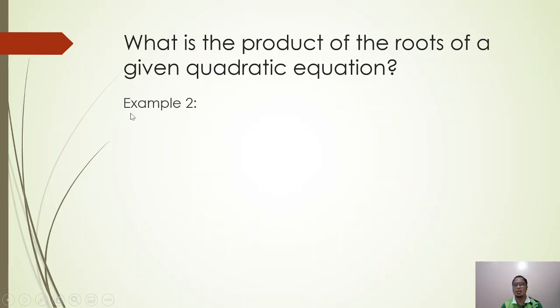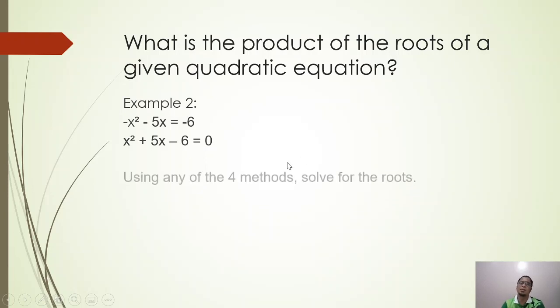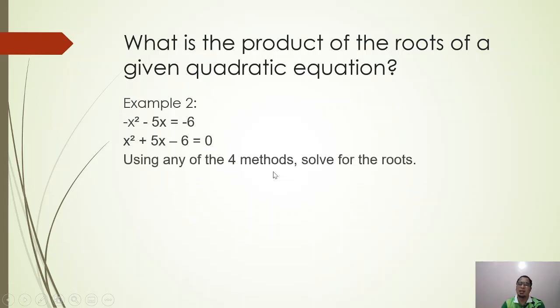I have written here example 2, but I still used the same given that we have in example 1. Negative x squared minus 5x equals negative 6. And as I have told you, we did the same thing: move it to the other side because it crosses the equal sign, so change its sign. Equated to 0. In sequence: x squared, the term with x, then the one without a variable. Standard form. So again, using any of the four methods, solve for the roots.